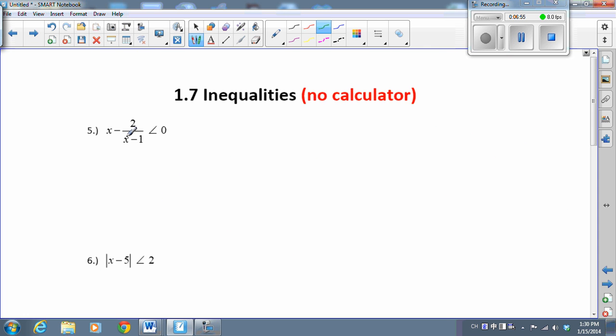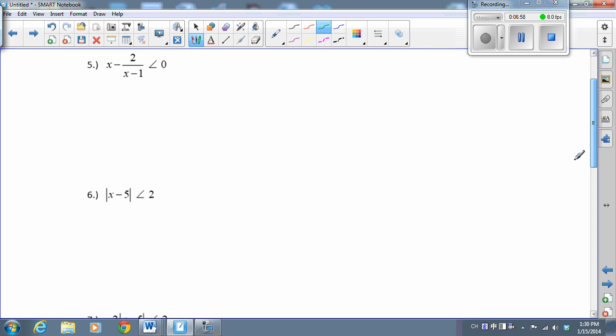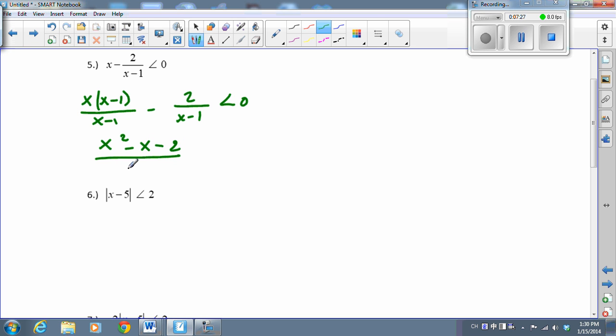All right, next problem. The next problem, which is problem number 5, is x minus 2 over x minus 1 is less or equal to 0. At this point, I will just go ahead and find the common denominator. That will be x times x minus 1 over x minus 1 minus 2 over x minus 1 less than 0. Well, I will just mess with the left side for now. What I will end up with here is x squared minus x minus 2 over x minus 1 less than 0.